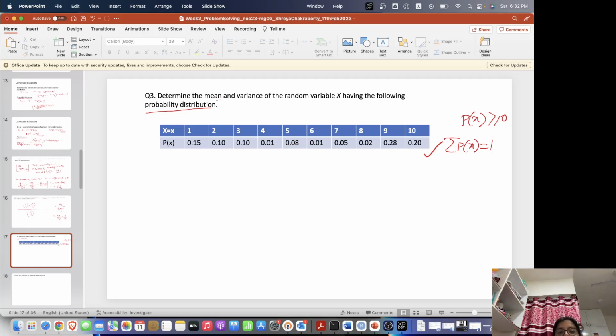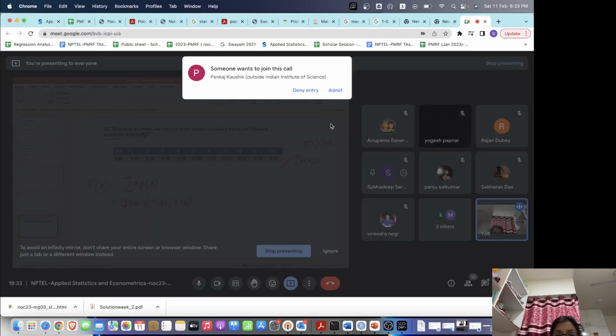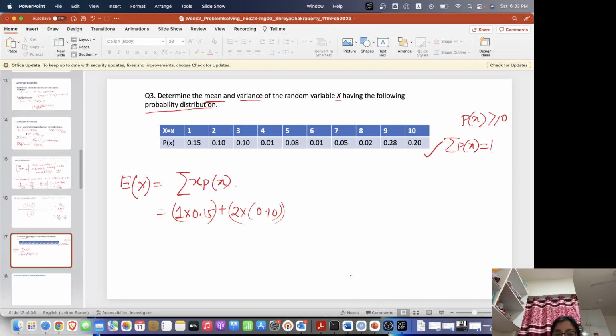Here they are saying, determine the mean and variance of a random variable X. The mean is nothing but the expectation of X, which is nothing but the summation of x into probability of x. So how will you do it? X can take on values: 1 into 0.15 plus 2 into 0.10 and so on and so forth, plus 3 into 0.10, plus 4 into 0.01, and ultimately plus 10 into 0.20. So what are you getting here?